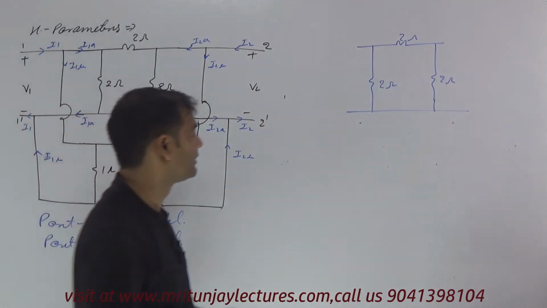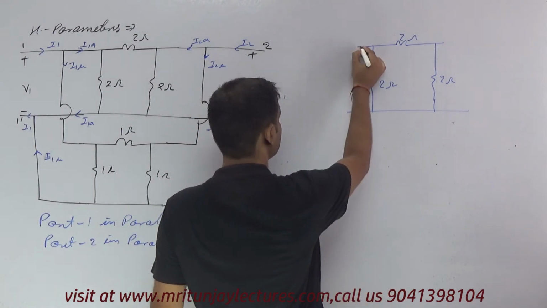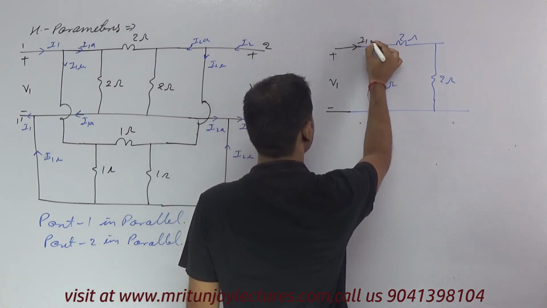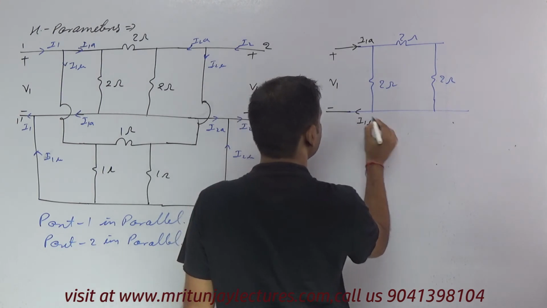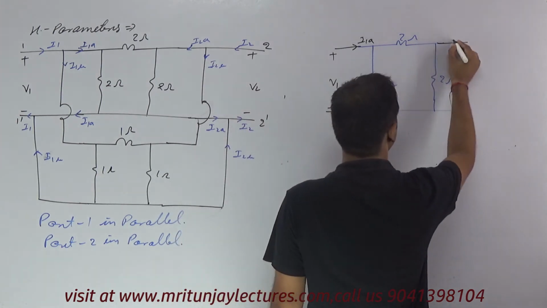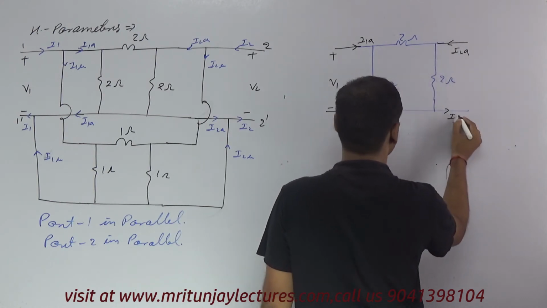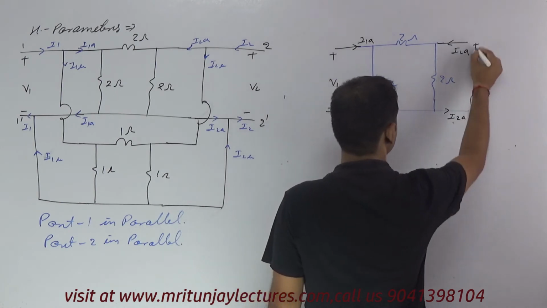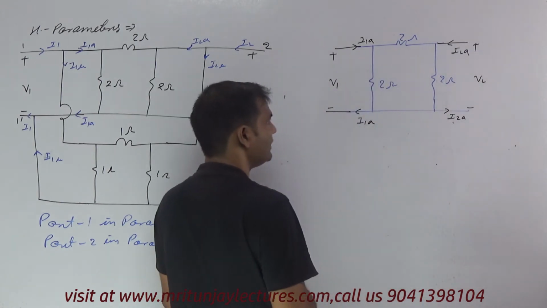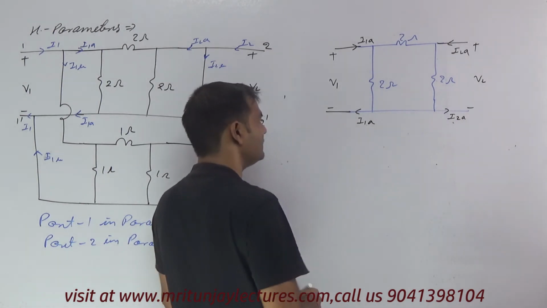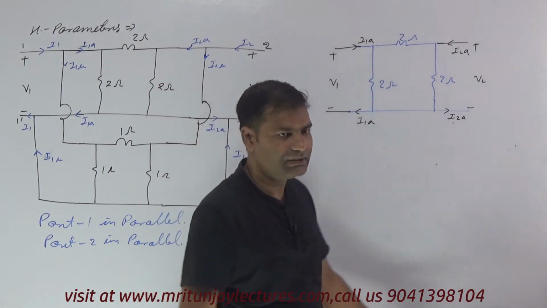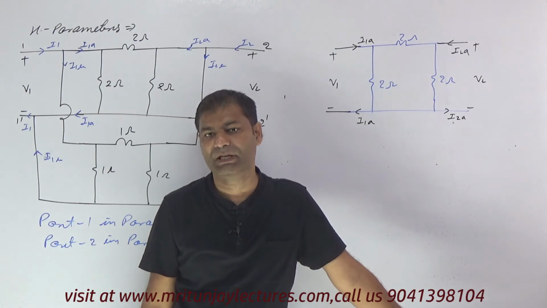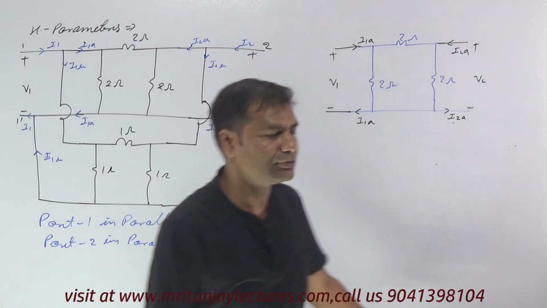Corresponding to this network, that is V1, here I1A, here I1B. Now I2A, and here I1A and I2A, that is V2. Our motto is that we are focused on I1A and I2A, which we get corresponding to the Y parameter, in terms of V1 and V2.